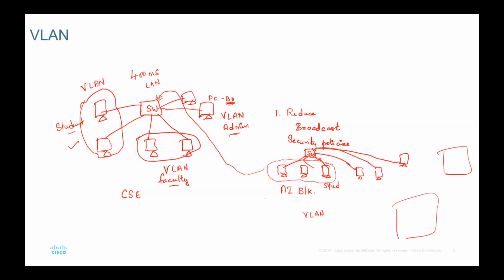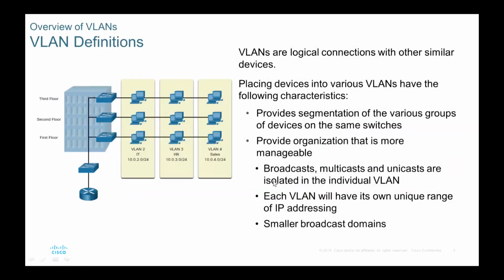Got it? Now how do we configure this, and what are the different types of VLANs? We will see them. Here you can see an example of how on every floor all three department machines are there. Say for example, you have the IT department machines, the HR department machines, and the sales department machines. These two machines belong to IT, these two belong to HR, and these all belong to sales, and they are all attached to the same switch.